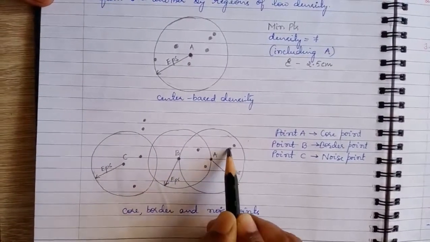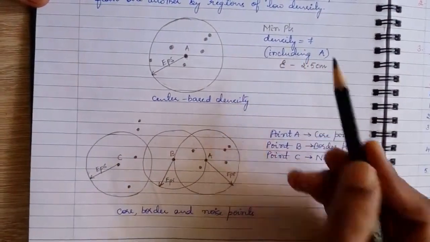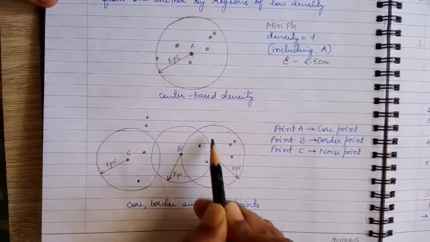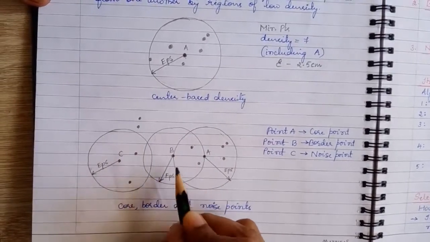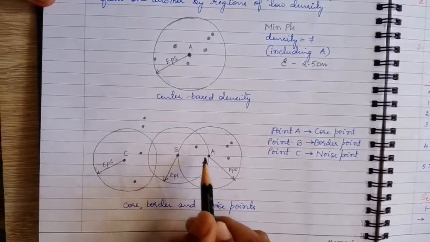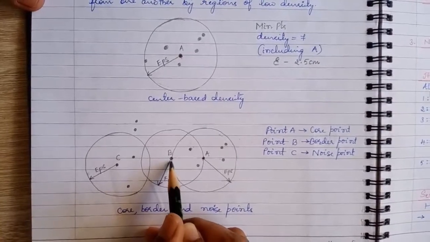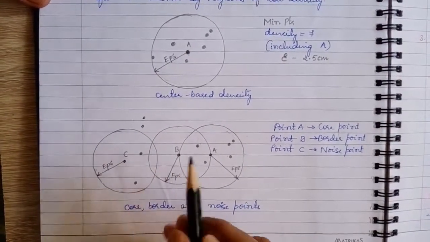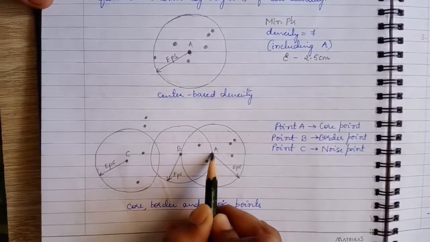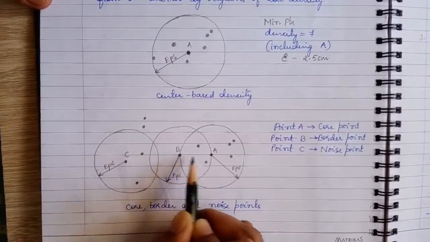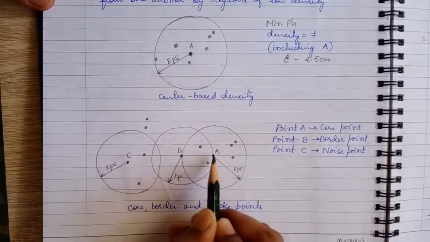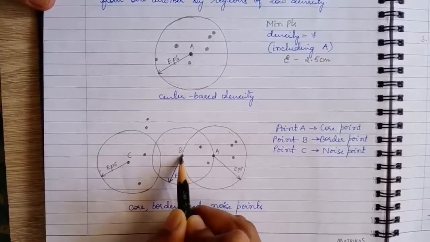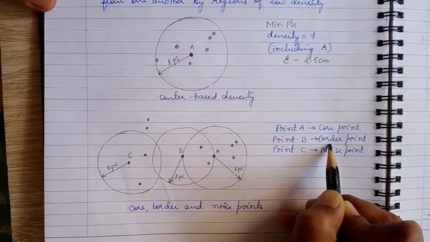1, 2, 3, 4, 5, 6, 7. Minimum points requirement was 7. So A is a core point. From B, we have drawn a circle with epsilon radius. And it has 1, 2, 3, 4. Only 4 points in this circle. It is not satisfying the minimum points, but it is a neighbor of a core point. A is a core point. B's circle includes point A. That means B is a neighbor of this point. Then you can call B as a border point.